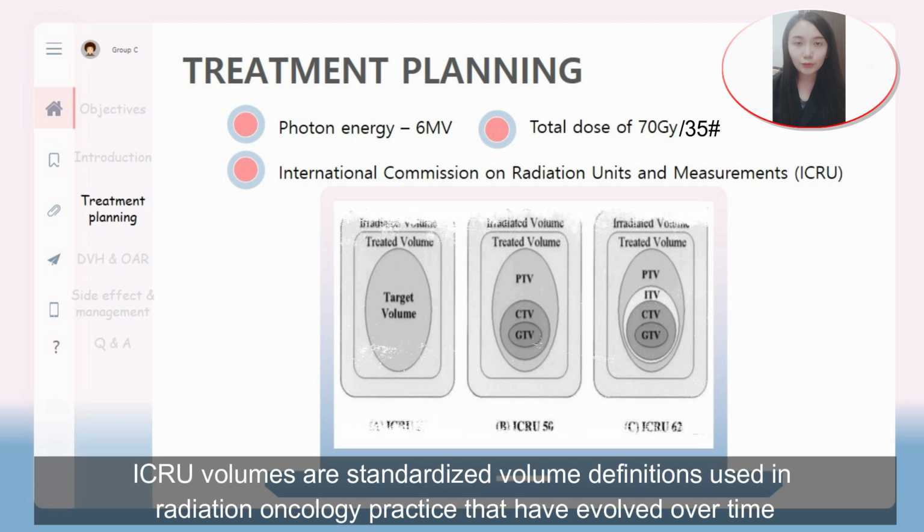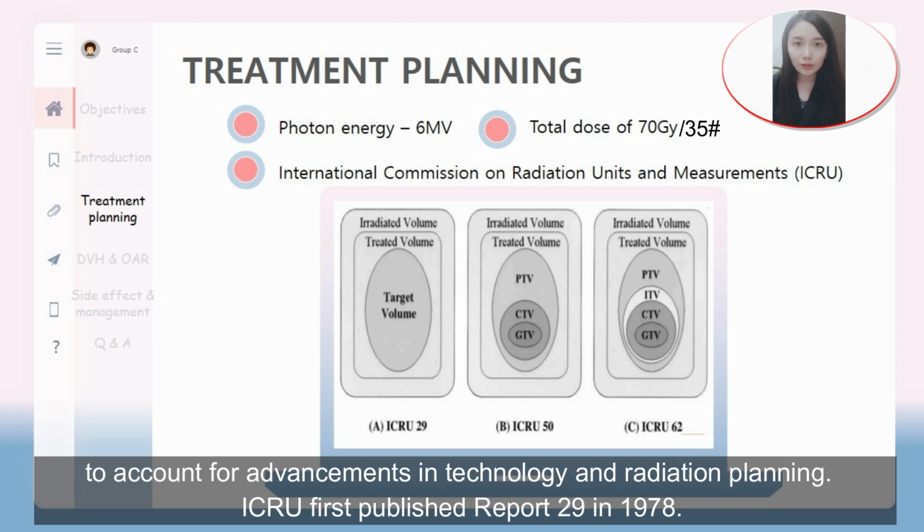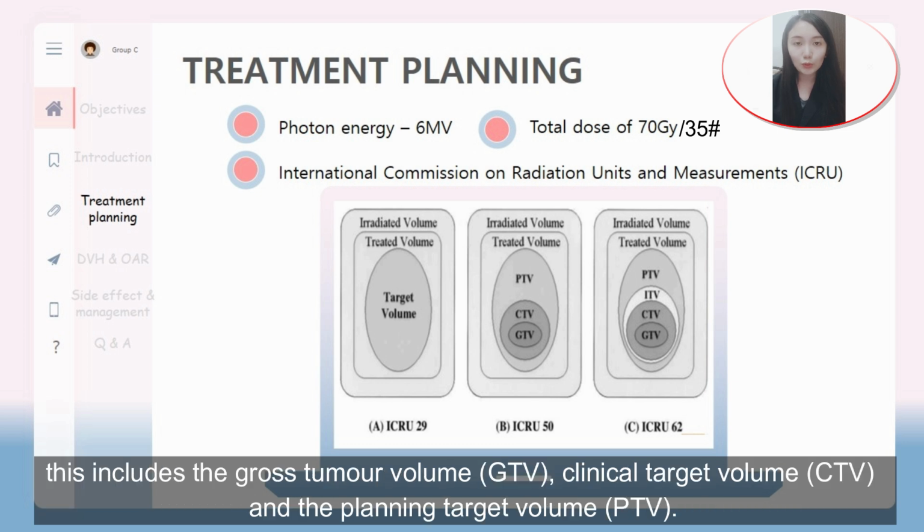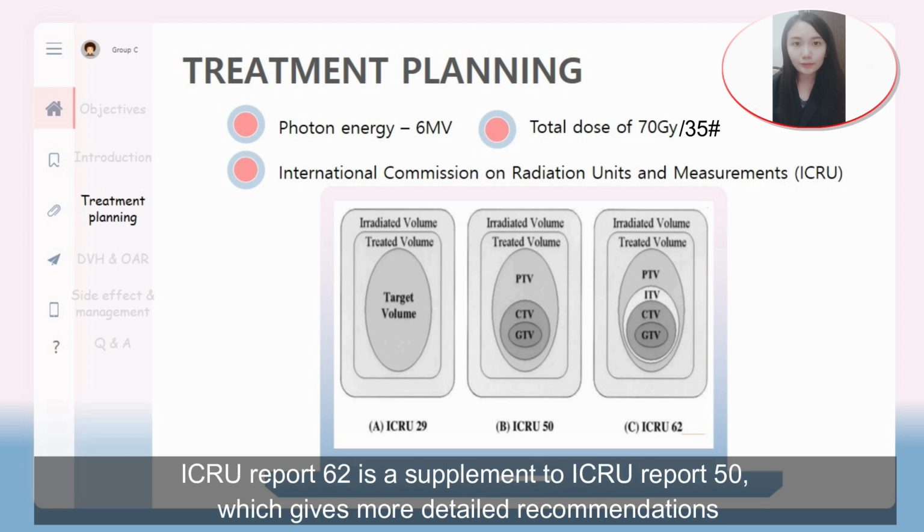ICRU volumes are standardized volume definitions used in radiation oncology practice that have evolved over time to account for advancement in technology and radiation planning. ICRU first published Report 29 in 1978. Report 50 completely supersedes and updates ICRU Report 29 with different volumes which need to be identified prior to any radiotherapy. These include the gross tumor volume (GTV), clinical target volume (CTV), and the planning target volume (PTV).